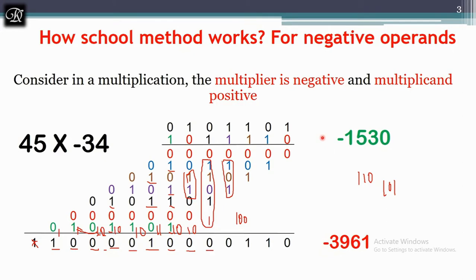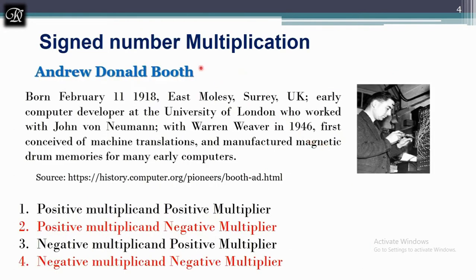So how to get this? How to get the correct answer when you are performing a signed multiplication? The signed multiplication solution is given by Andrew Donald Booth, who is basically from the UK, and he worked with John von Neumann.